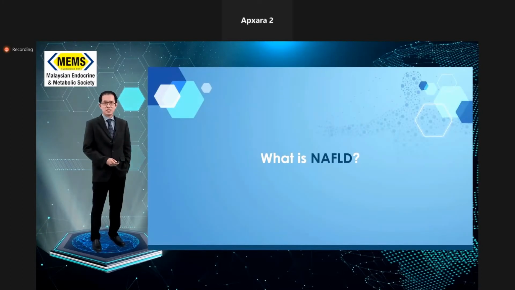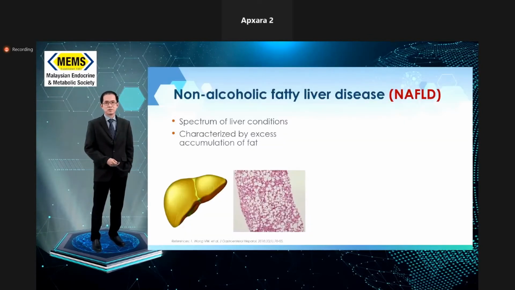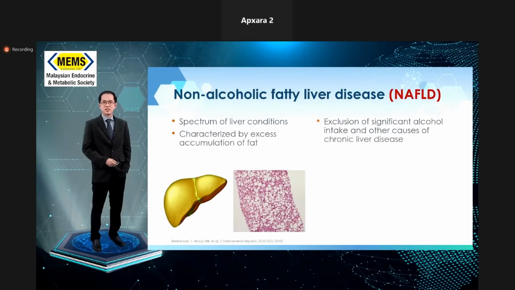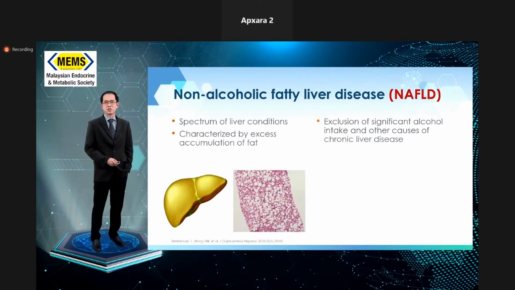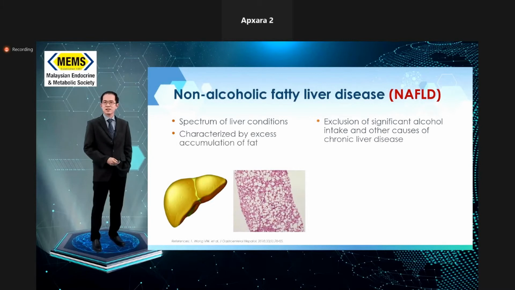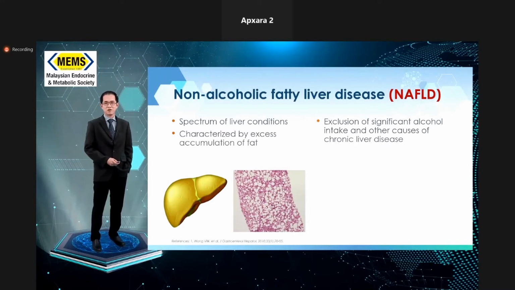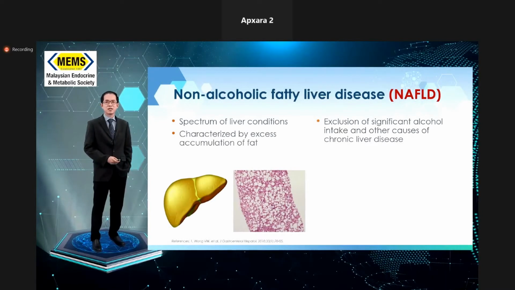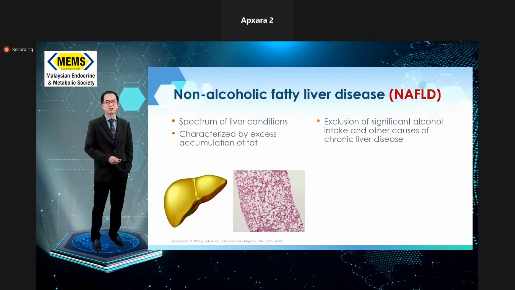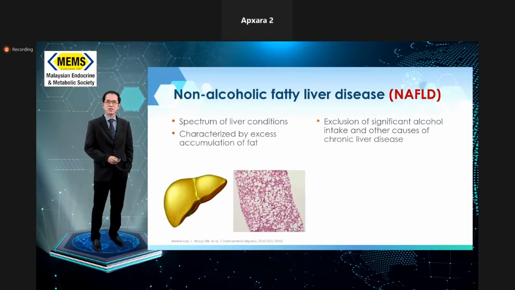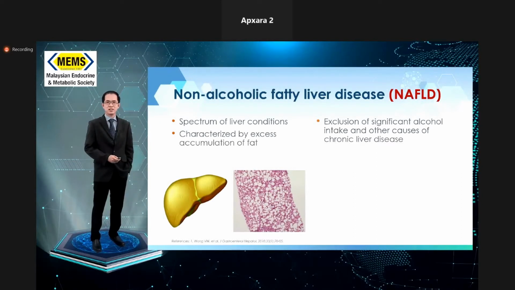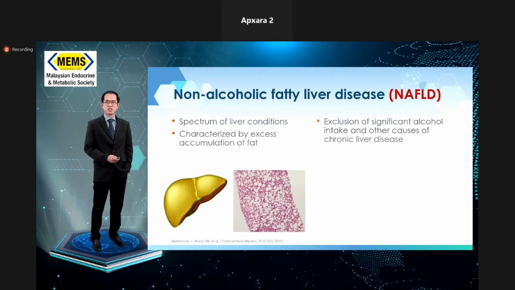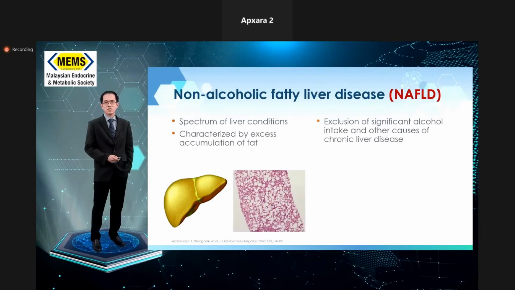What is NAFLD? Non-alcoholic fatty liver disease, or NAFLD, encompasses a spectrum of liver conditions that are characterized by excess accumulation of fat in the liver. The diagnosis requires exclusion of significant alcohol intake and other causes of chronic liver disease. However, this is not in line with the reality that more than one cause of chronic liver disease may and often coexist in the same patient.